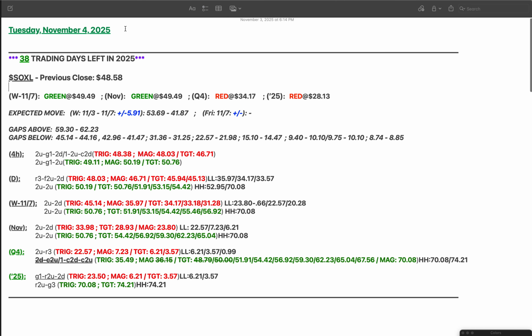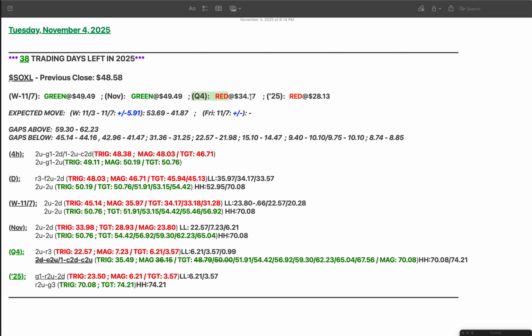Right, so this is for Tuesday, November 4th. There will be 38 trading days left in 2025. The close price on Monday was 48.58, and we had an opening print at 49.49. So that means the week flips green at 49.49 as well as the month. Right, this is the first week of the month. So those two are going to mirror each other.